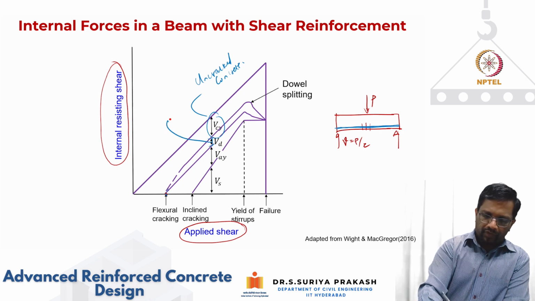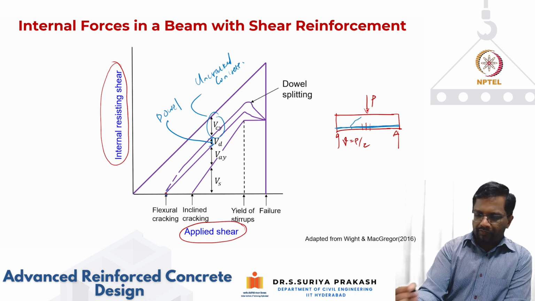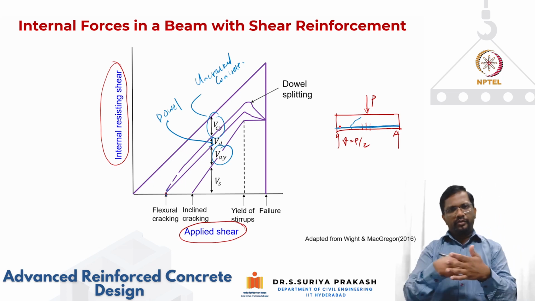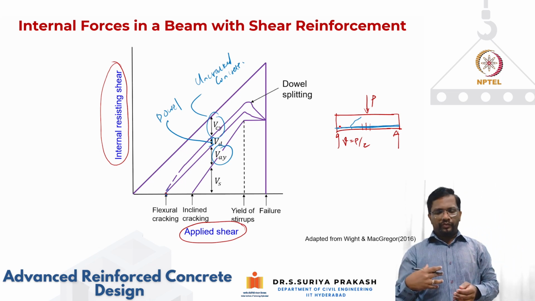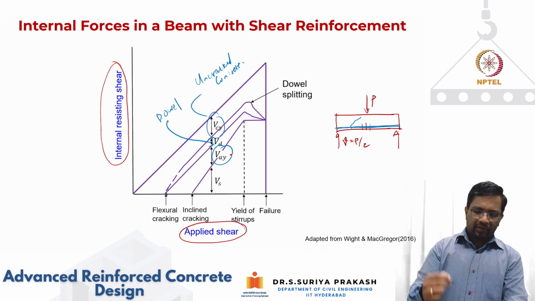So this is your dowel action, and then as you keep increasing more and more load, you'll have diagonal cracking also form. Okay, so when the diagonal crack is forming, you will have aggregate interlock between the cracked elements. Now you're going to transfer through friction and then aggregate interlock. So that will start governing.